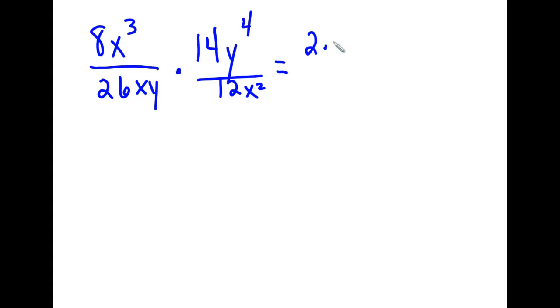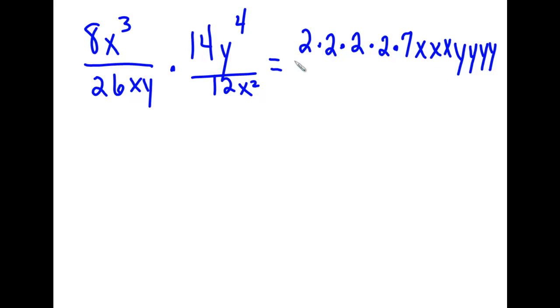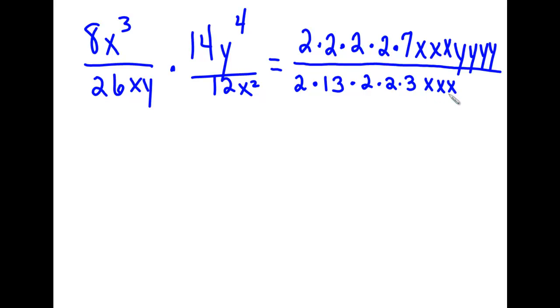The factors of 8 are 2 times 2 times 2, and the factors of 14 are 2 times 7. There are 3 x's in the top and 4 y's. I have combined all the numbers on the top. On the bottom, 26 is 2 times 13, and 12 is 2 times 2 times 3. There are 3 x's on the bottom and 1 y.